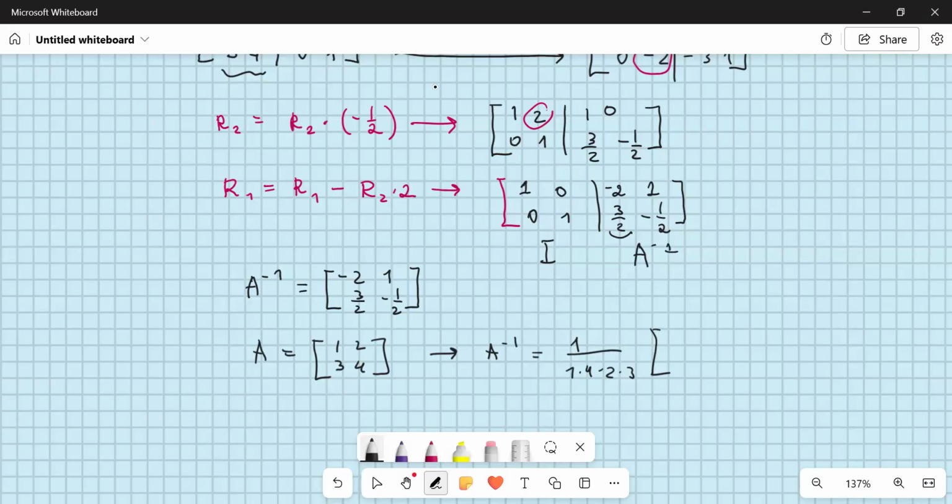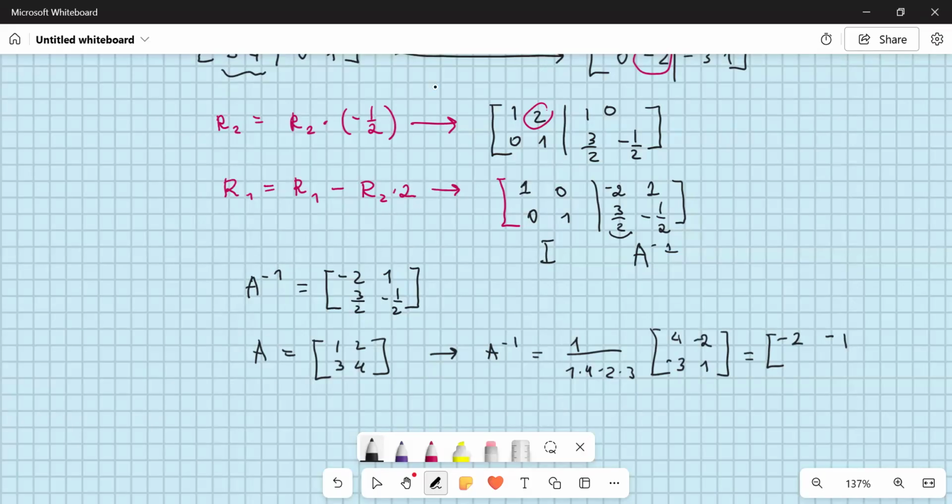And what we're supposed to do, we're supposed to switch 4 and 1. So write down 4 and 1 here, and we're supposed to put minus in front of 3 and 2. Minus 3 and 2. And 4 minus 6 is minus 2. So we're basically supposed to divide by 2 every element of the matrix. So this one is going to give us minus 2. This one is going to give me minus 1.